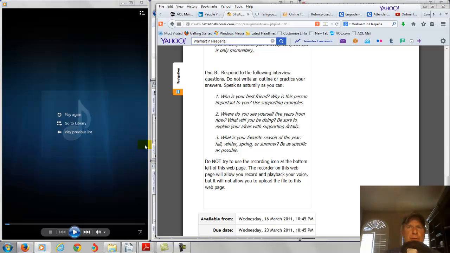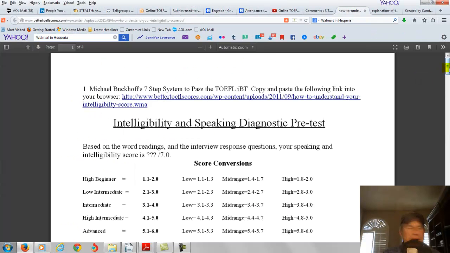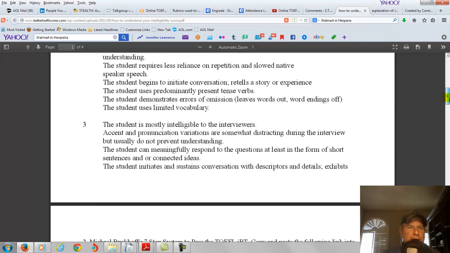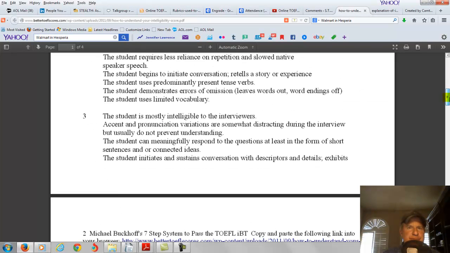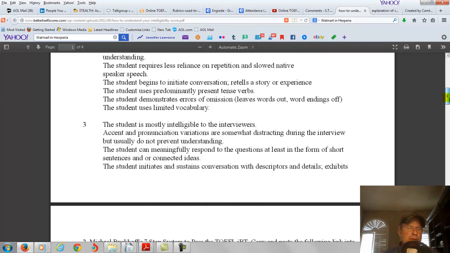Okay, so you're finished. All right, now let's take a look at the rubrics for a minute here. So your intelligibility right now, let's take a look at the different ones. The student is mostly intelligible, yes. Accent and pronunciation variations are distracting, yes, but do not prevent understanding. I'll say yes to that.